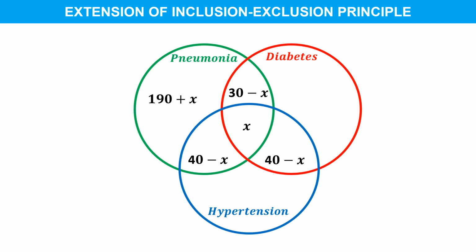I-simplify natin ito. The problem also say that there are 100 patients that were diagnosed with diabetes. Sa bilang na ito, kasama yung mga pasyente na may diabetes at pneumonia, diabetes at hypertension, at pneumonia, diabetes at hypertension. Kaya ibawas natin ang mga ito para di magdoble ang pagbilang sa kanila. I-simplify ulit natin ito.